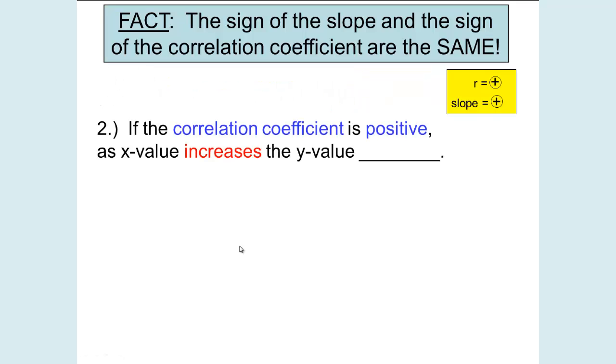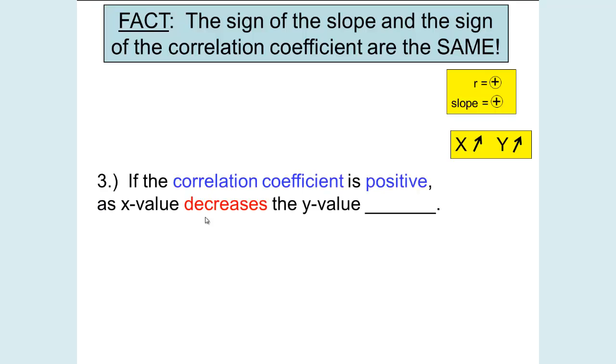For our second question, notice this. If the correlation coefficient is positive, as x increases, what is the y value doing? For positive slope and positive r values, x and y do the same thing. So as x increases, the y value increases. X goes up, y goes up.